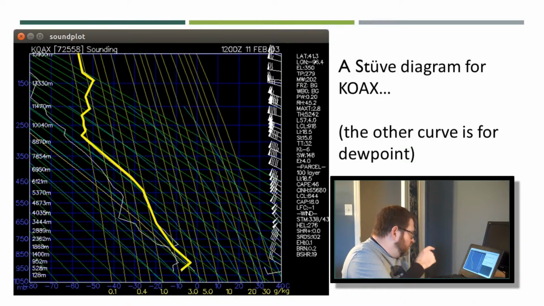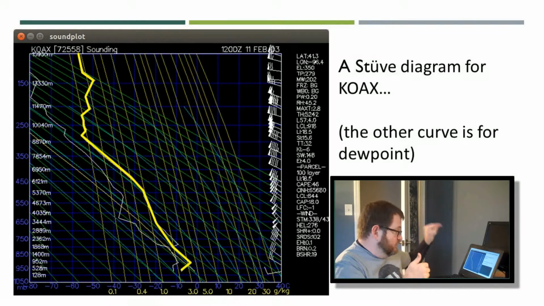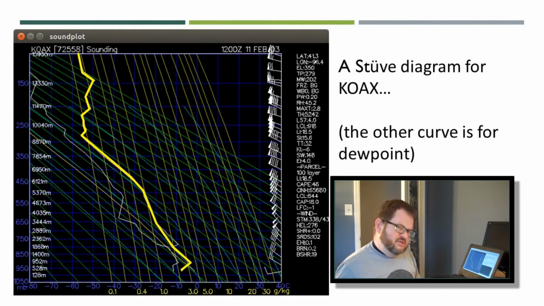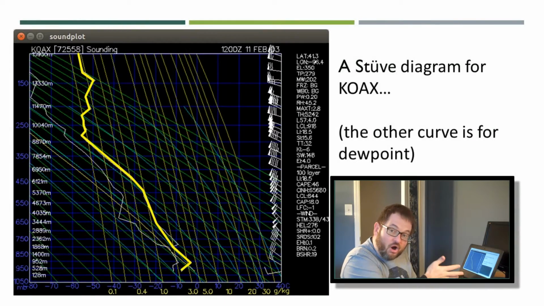If you notice, kind of near but a little bit off to the left of the yellow curve that I just highlighted, you'll see that there's another curve that looks similar. That's actually for the dew point, but we'll get to what you do with moisture variables on a different day. But here is our temperature data as we go up in the atmosphere. This is what the balloon saw. This is its observations. And we can look at this and see things on it.